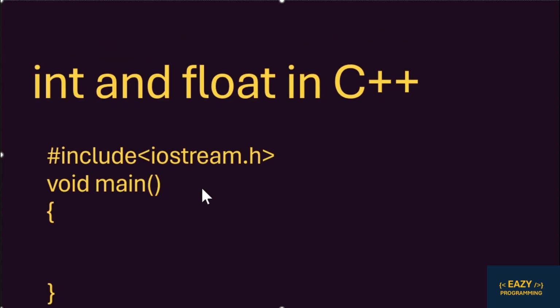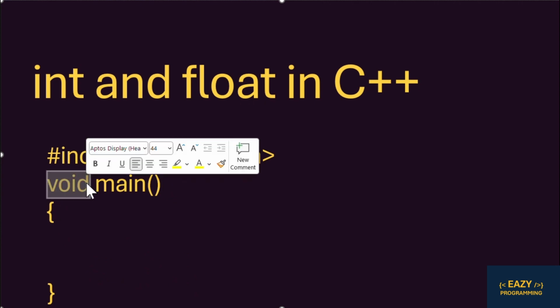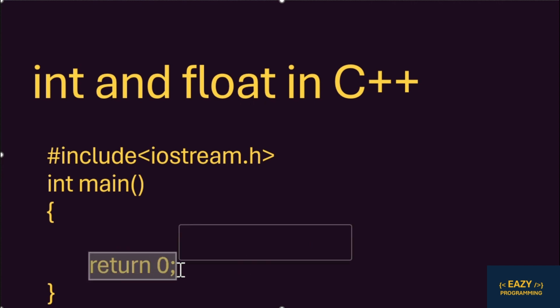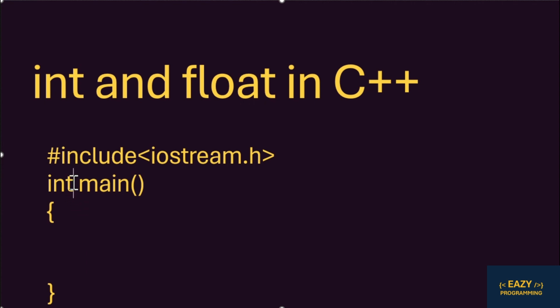So our C++ program starts with main, that is void main. If you are writing void main, we do not have to write anything here. But if you are writing it as int main, then in the last line of this block, I have to write return 0. But if I'm writing void main, I do not need this return 0.